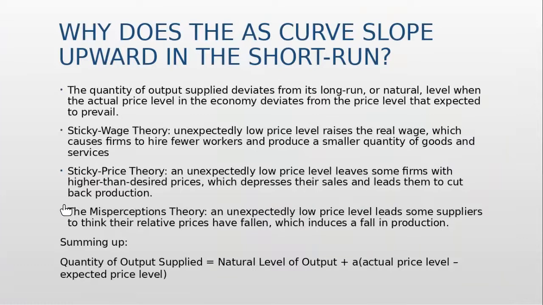So why does the aggregate supply curve slope upward in the short run? Well, the quantity of output supplied deviates from its long-run or natural level when the actual price level in the economy deviates from the price level that was expected to prevail. We mentioned these theories: the sticky wage theory, the sticky price theory, and the misperceptions theory. But we can sum this up as simply saying the quantity of output supplied equals the natural level of output plus A, the actual price level minus the expected price level.